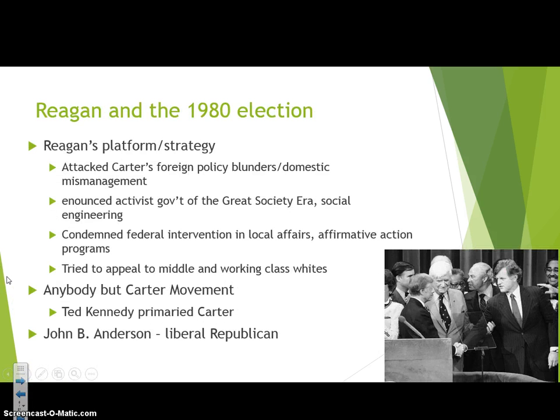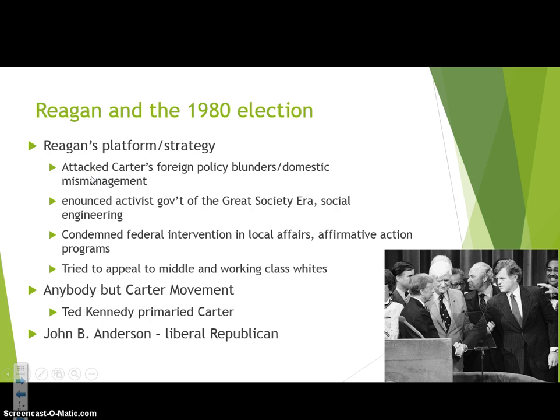So Reagan, in the 1980 election, this should say denounced, not enounced, attacks Carter's foreign policy, looks, for example, at the failed Iranian hostage crisis, and denounces the government of the Great Society, right? All this spending, social engineering. One thing that's going to come out under LBJ is affirmative action. This is still a somewhat controversial concept, especially as many of you are going to be applying for college. He's going to see an increased role in the federal government, especially, for example, with schools.